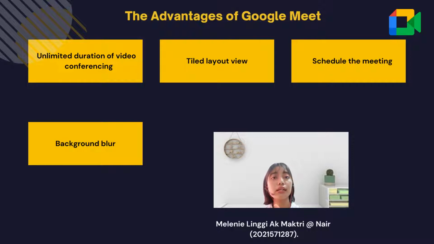Next is background blur. This is a new feature of Google Meet, where by using a mobile device, the user can join the video conferencing and make the background blur or even change the background. And by using mobile phones, the user is also able to choose the background that they want to use during the program, event or class.